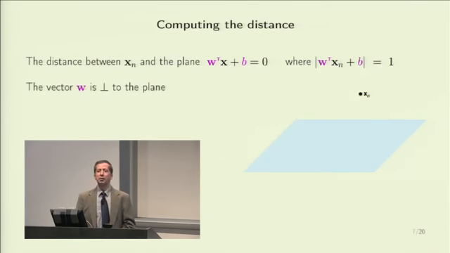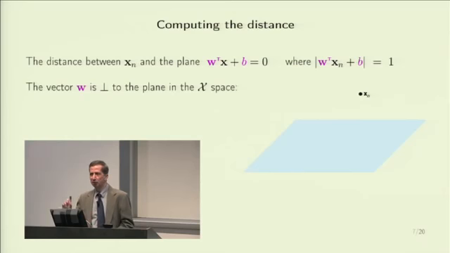First statement, the vector W is perpendicular to the plane. Okay? That should be easy enough if you have seen any geometry before, but it's not very difficult to argue. But remember now that the vector W is in the X space. I'm not talking about the weight space.